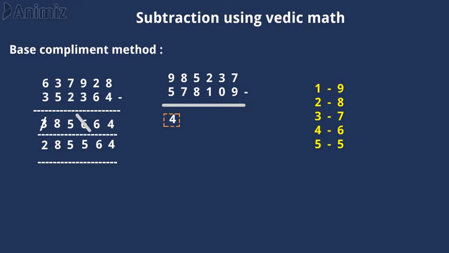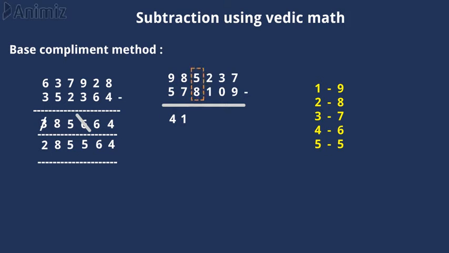9 minus 5 is 4. Write it down as it is. And then come to the next number. 8 minus 7. 8 minus 7 is 1. Write it down. See students, here there is no need for borrowing. So we did not cut down the number 4 and write its previous number. We just write the number 4 as it is. Do you understand? Okay. And then come to the next number.